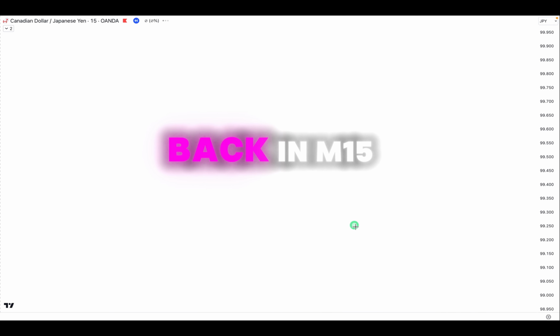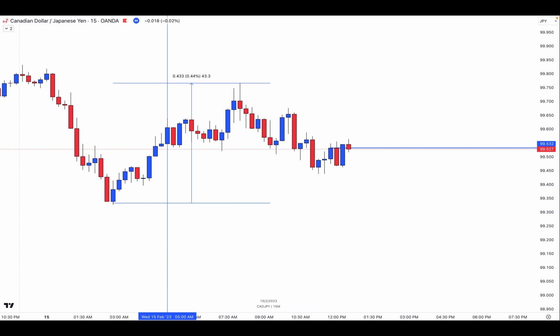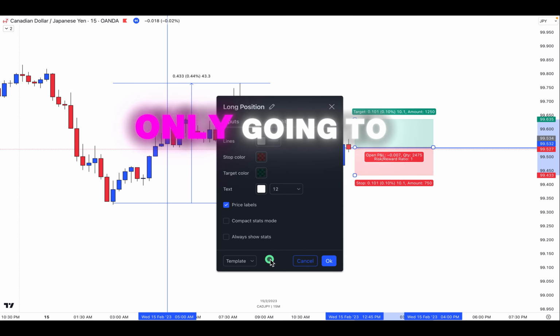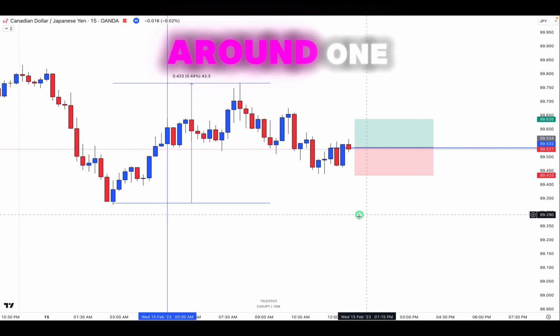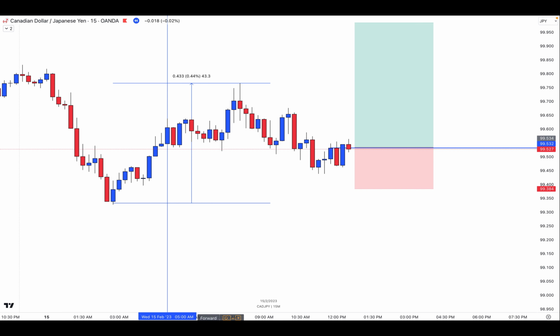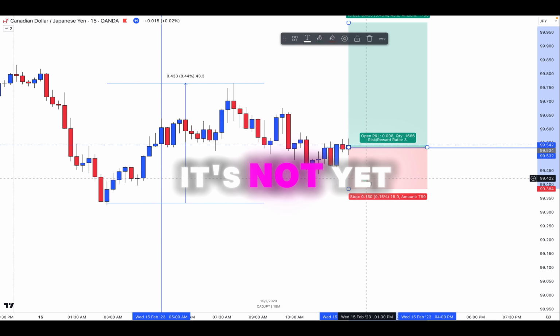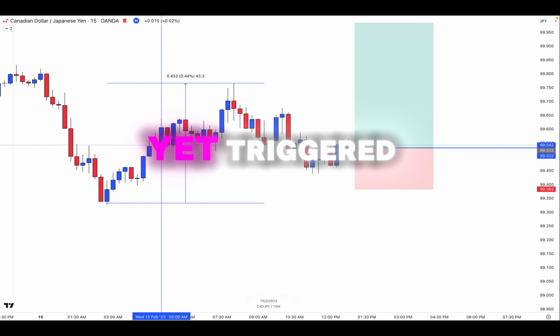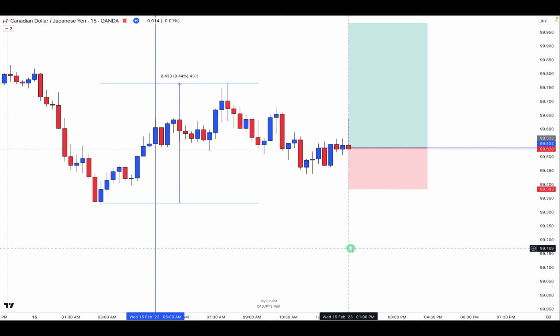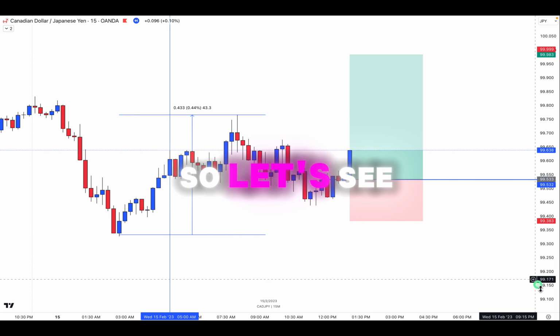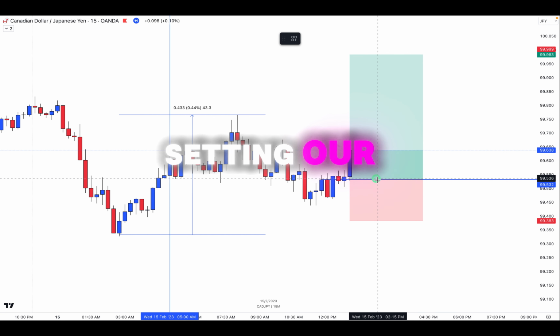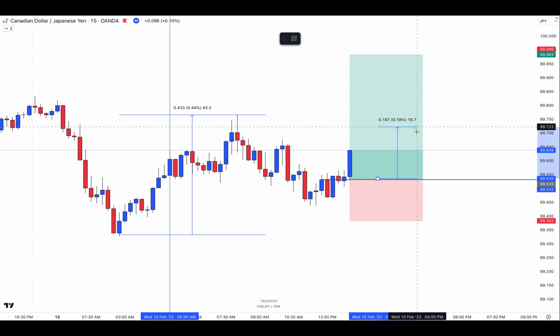If you go back in M15, let's put our buy position. But remember, we are only going to be involved at around 1. Here you can see it's not yet 1, so our trade is not yet triggered. And there we have, it's already 1. So let's see where we'll be setting our BE at 20 pips.